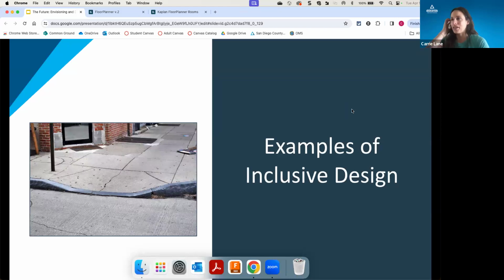Any questions or anyone want to chime in with anything before we move into some examples of inclusive design? All right.